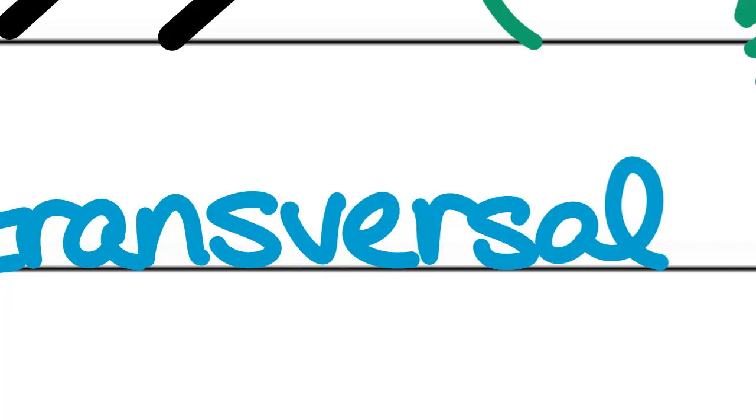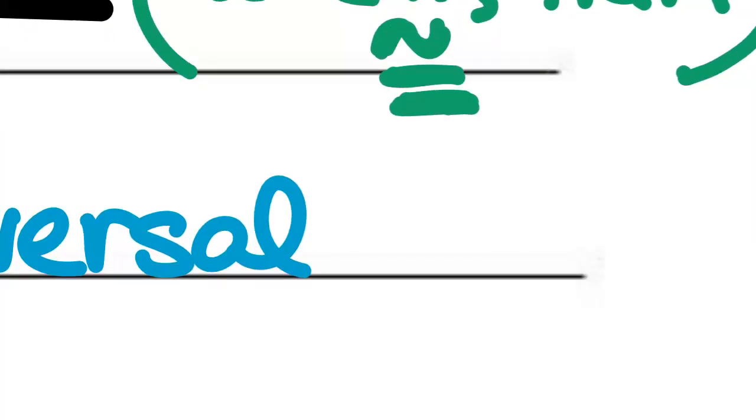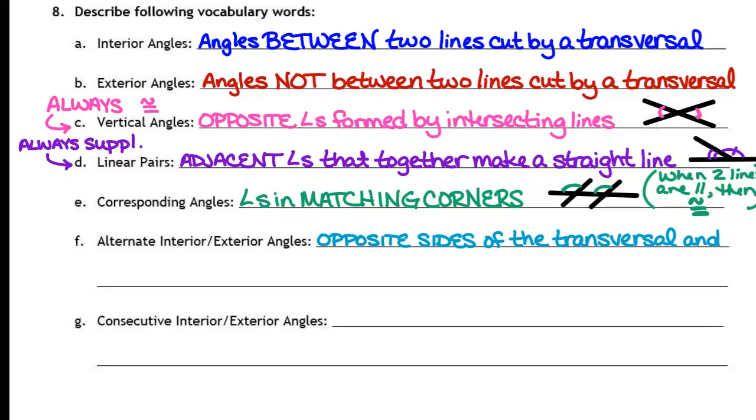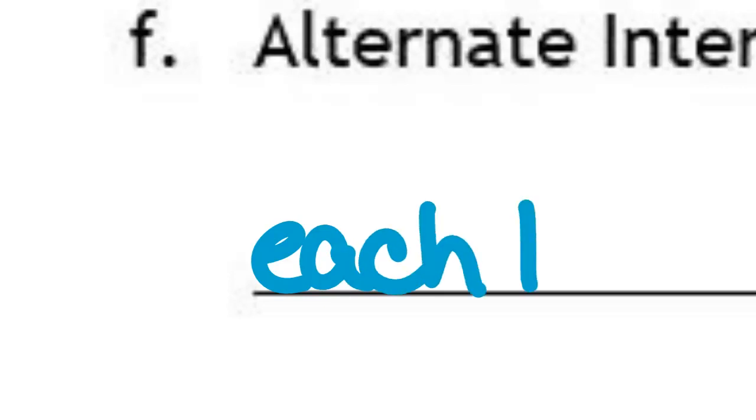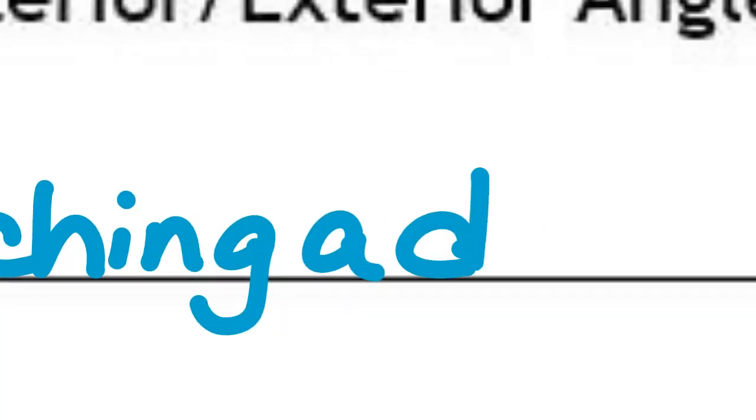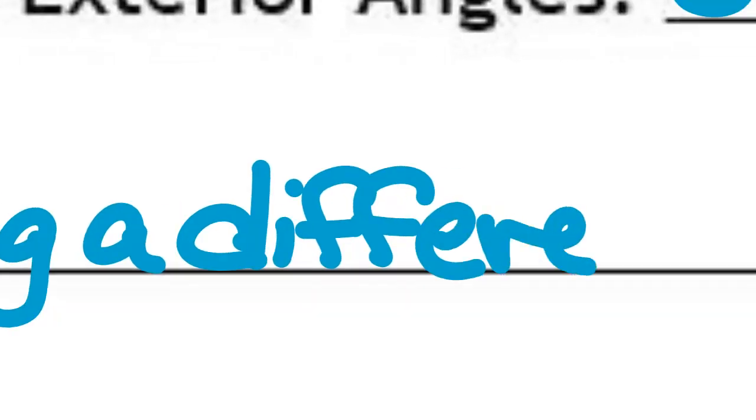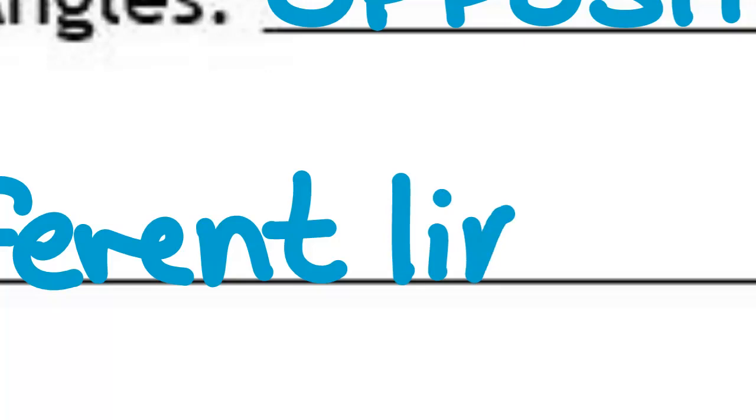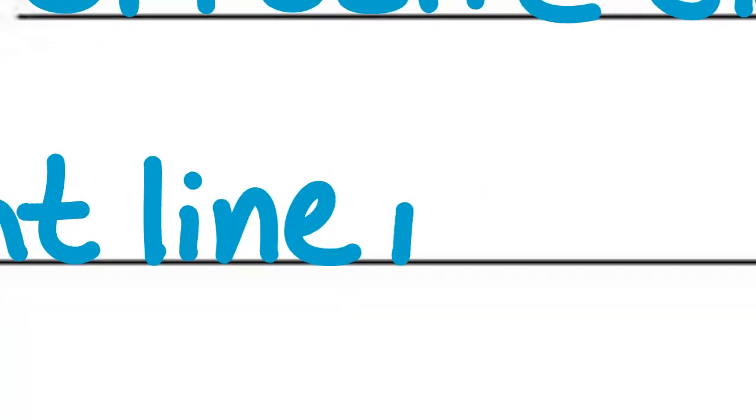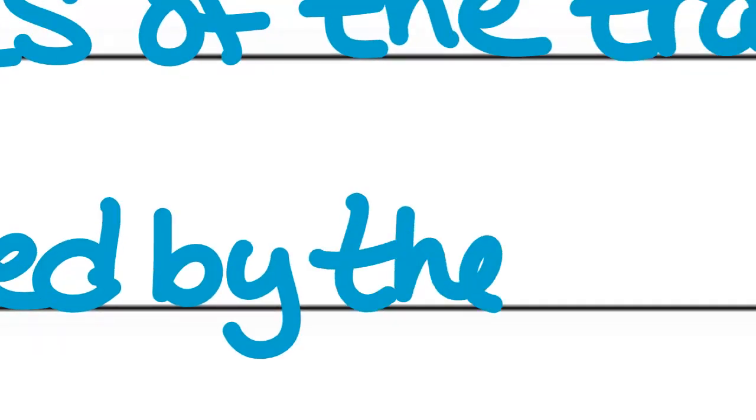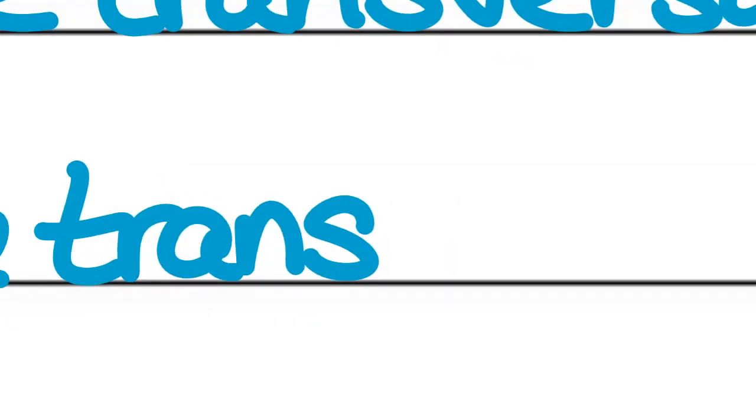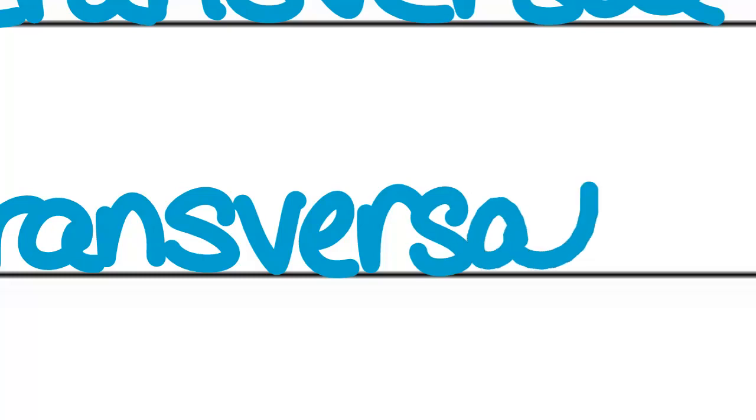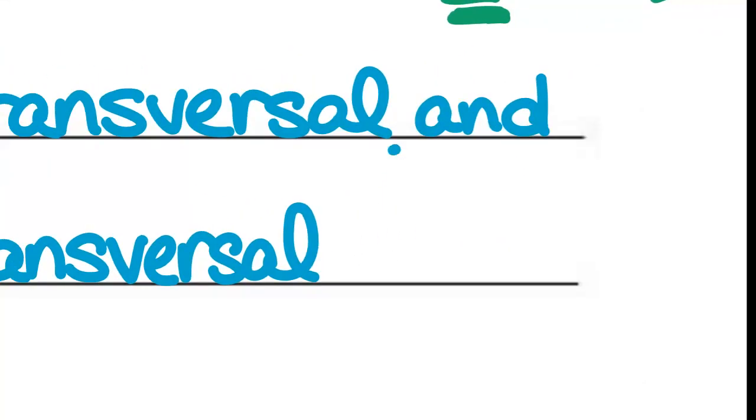Opposite sides of the transversal, and each touching a different line intersected by the transversal. When the two lines are parallel, these will be congruent.